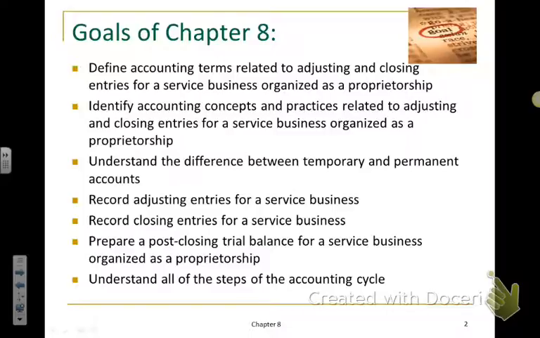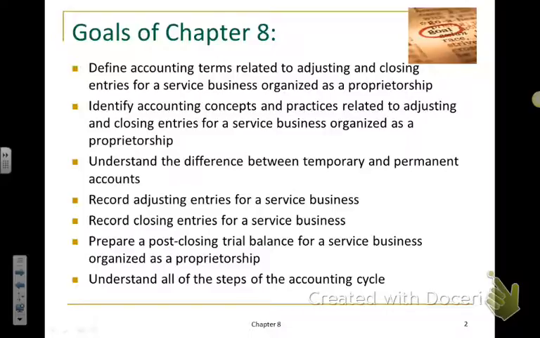Beginning of Chapter 6, we started working with a trial balance. Now we're going to deal with what we call the post-closing trial balance. So after we close the business's books, the trial balance that we're going to prepare after the books are closed. And this is the final step in the accounting cycle.